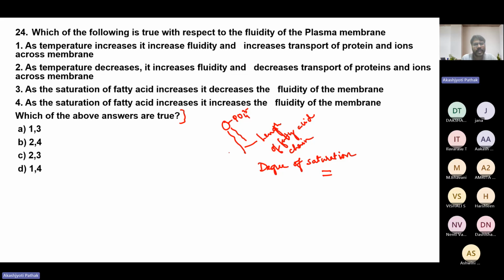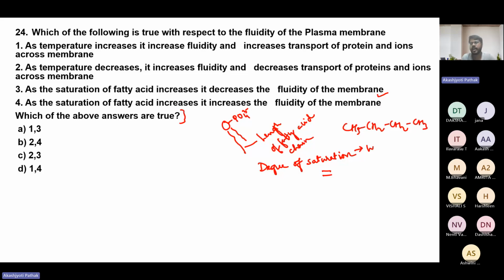So, as the saturation of fatty acid increases, it decreases the fluidity of the membrane. Saturation means the number of single bonds. As the saturation increases, the number of single bonds is increasing. If the number of single bonds is more, it will obviously decrease the fluidity. If the number of double bonds is more, it will increase the fluidity. So degree of saturation means the number of single bonds, like CH3, CH2, CH2, CH3. It has single bonds in this parent chain.